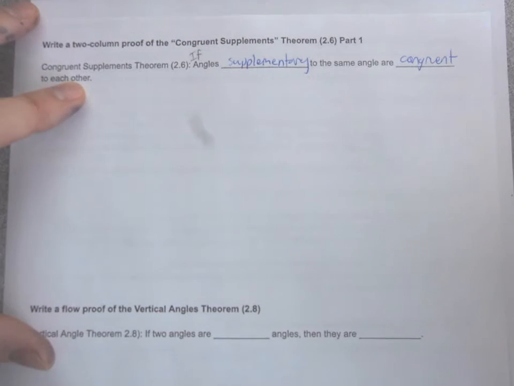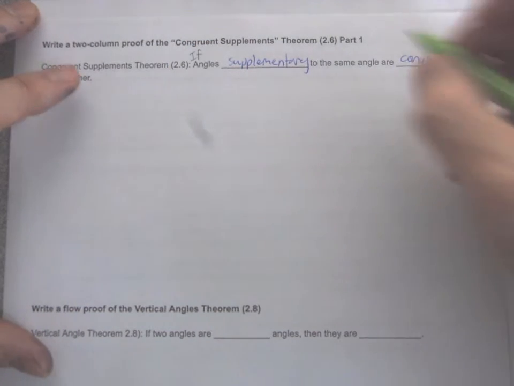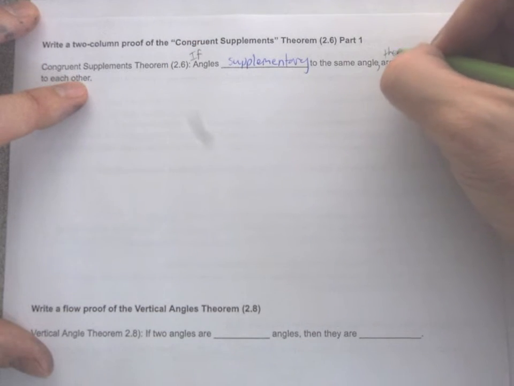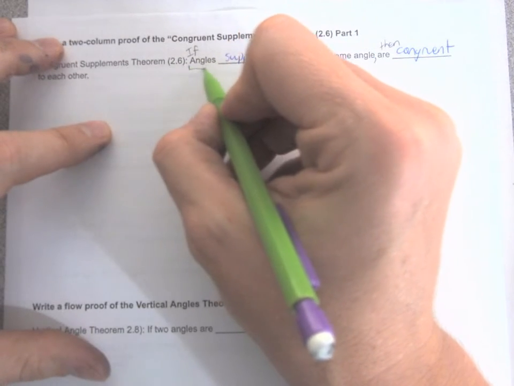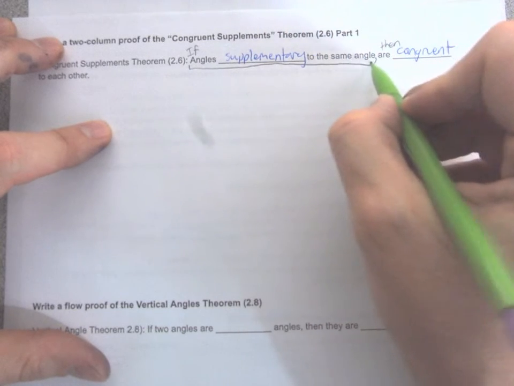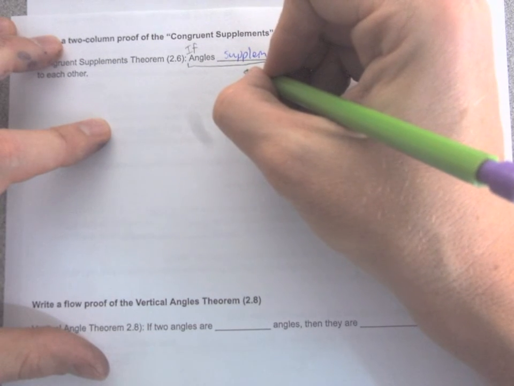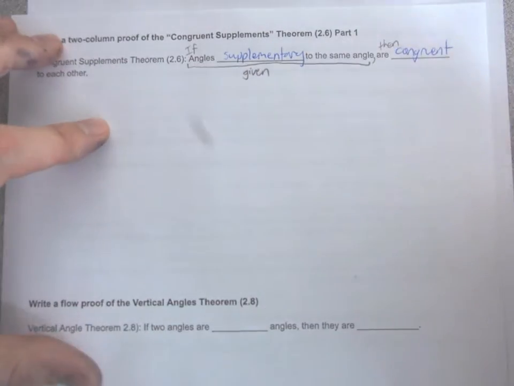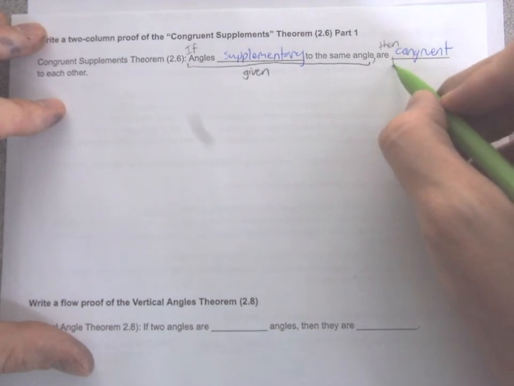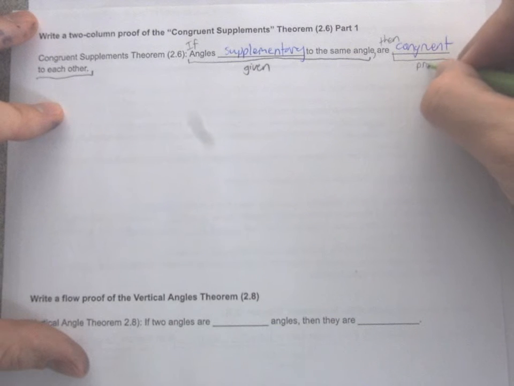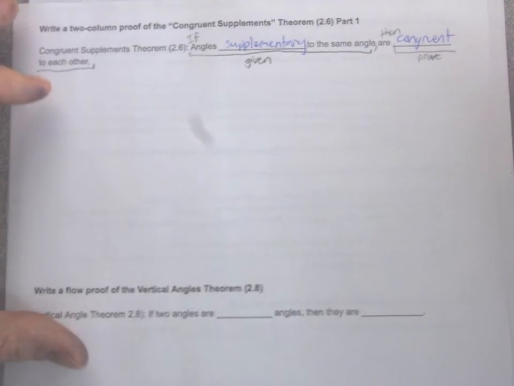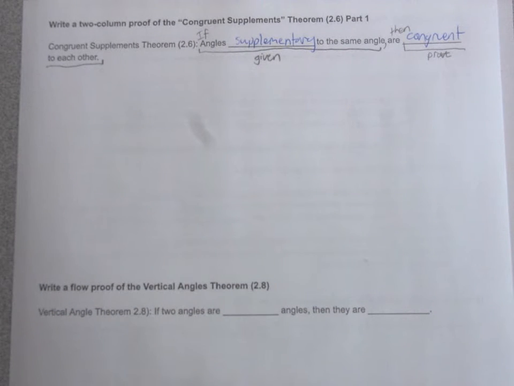If angles are supplementary to the same angle, then they are congruent. So I'm kind of forcing this to be an if-then statement so that I can call this the hypothesis, which is what I can assume or what I'm given, and this is going to be what I'm trying to prove. So assume the P, prove the Q, basically, or assume the hypothesis, prove the conclusion.